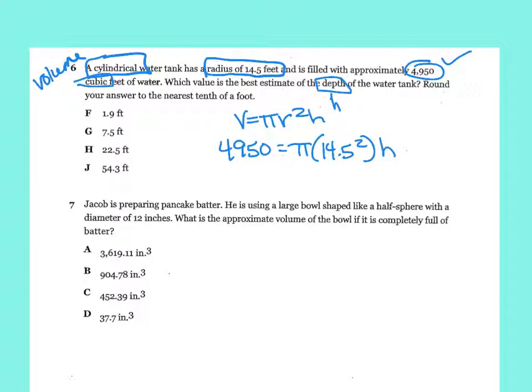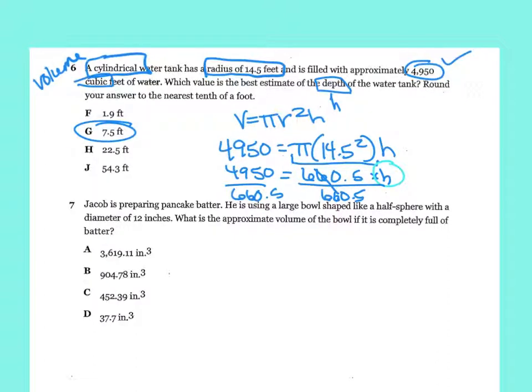So just like a one-step equation, I'm going to multiply what I can over here. So pi times 14.5 squared, and that's 660.5 times h equals 4,950. So my last step, if this is multiplication and I'm looking for this height, I have to do the opposite, which would be to divide. So one-step equation. So 4,950 divided by 660.5, and it's 7.49, so 7.5.